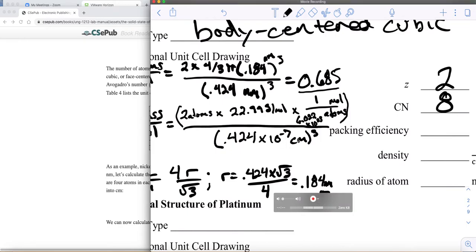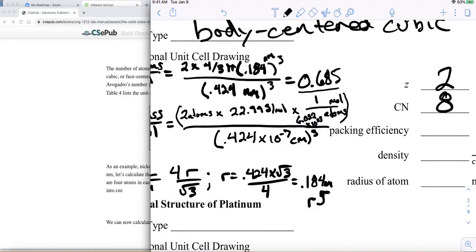And if you need more help with this, feel free to reach out to your instructors or myself, as you're going through this lab for unit conversion refreshers. That is something from 1211 that you're probably still expected to be able to do for 1212 as well.